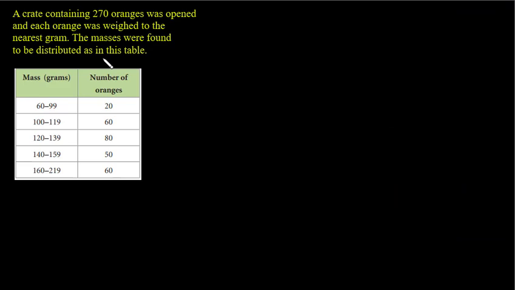As what we talked about before, histograms are used to illustrate continuous data. So here I have an example. A crate containing 270 oranges was opened and each orange was weighed to the nearest gram. The masses were found to be distributed as in the table. So here we see from 60 to 99, and here's from 100.